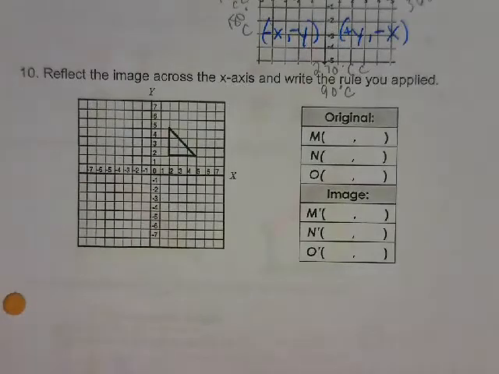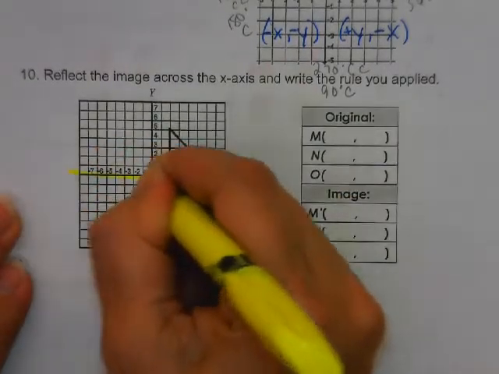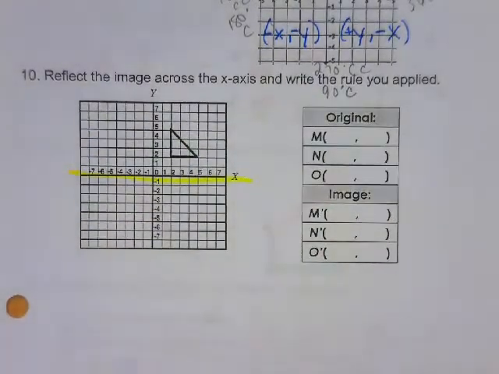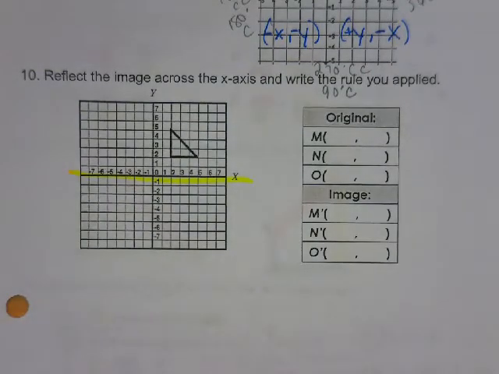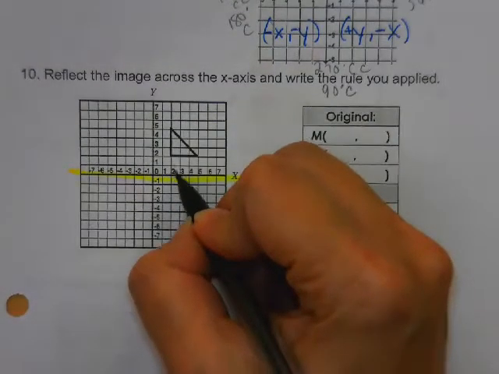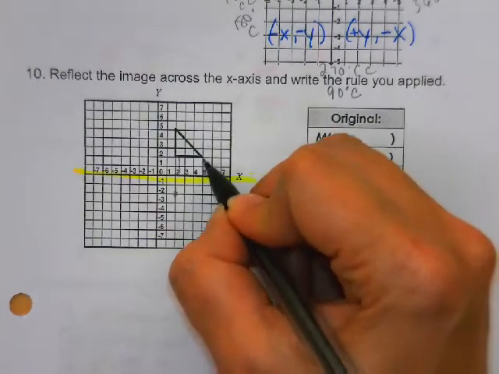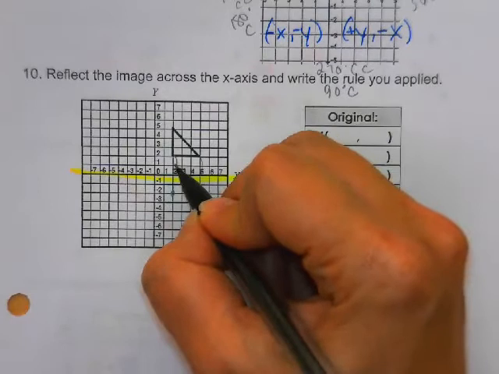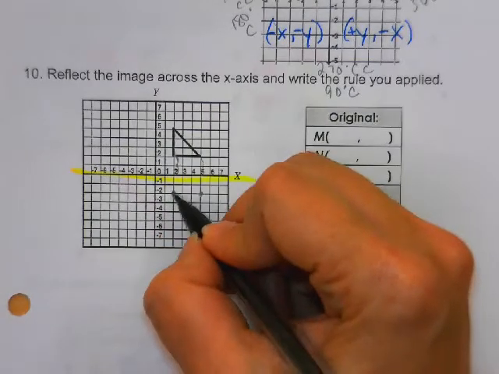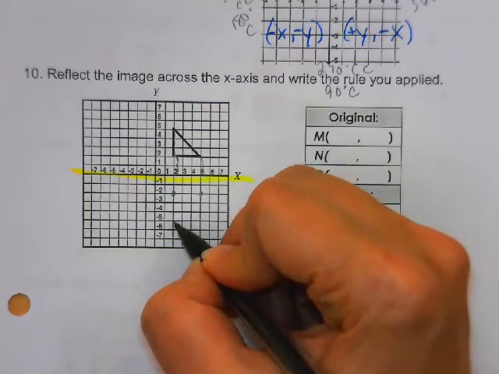Reflect the image across the x-axis and write the rule. So I'm going to highlight my x-axis because, again, that just helps me see. Remember when we did reflections, if you can count, you can do it. So we are just going to count how far away each of these are. 1, 2. So I'm going to go down 1, 2. 1, 2, down 1, 2, 1, 2, 3, 4, 5. 1, 2, 3, 4, 5.